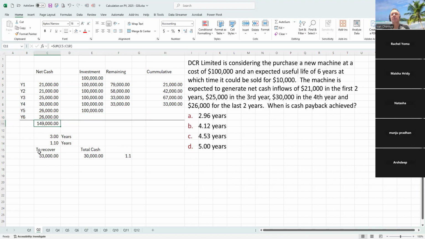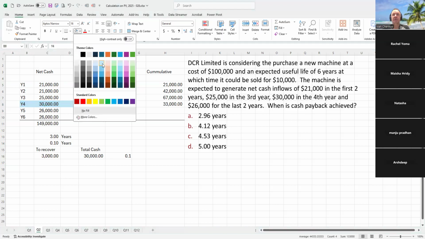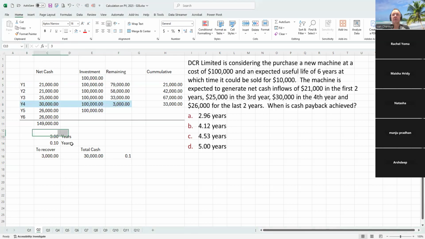Obviously, we're getting more cash than the initial investment. The question is, when do we recover the investment, how long is it going to take us? So as we were looking at the remaining, at the end of the first year, we still have to recover 79. At the end of the second year, we still have to recover 58. At the end of the third year, we still have to recover 33. At the end of the fourth year, we still have to recover 3,000. So definitely it's going to take us 4 years to recover the investment. 4 years, that's for sure. So that's the first number we have here, 4 years.